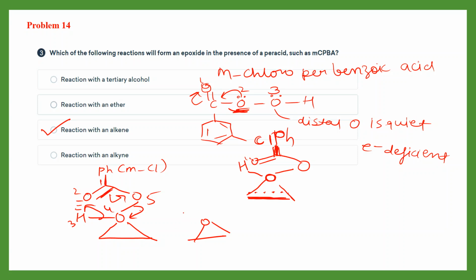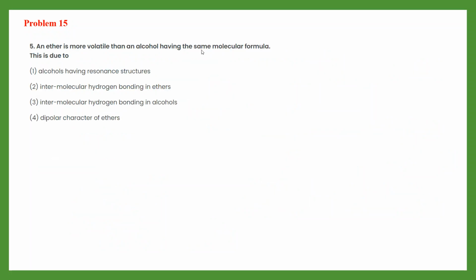If you will see again, you will get to know how it is working. Basically, this is your electron deficient oxygen. It is going to attack your olefin, which is an electron rich system, and then it will result in formation of the epoxide. Let's move to the next question.